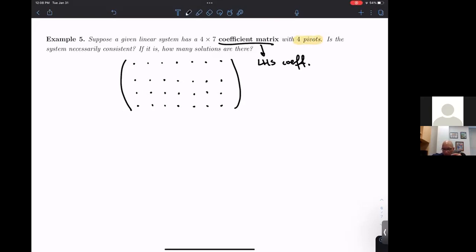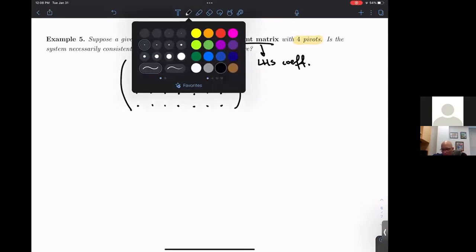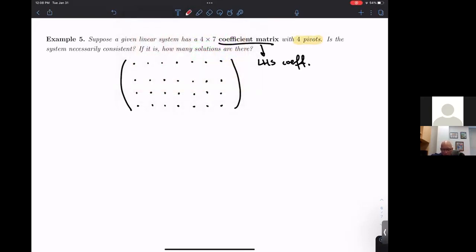Let's take a minute to think about different situations that can happen here. If there are 4 pivots, then maybe one of them is here, here, here, and here. So that's one situation that's possible. I can play a little bit, right? What else could happen? Maybe a pivot here, here, here, here. That's possible.